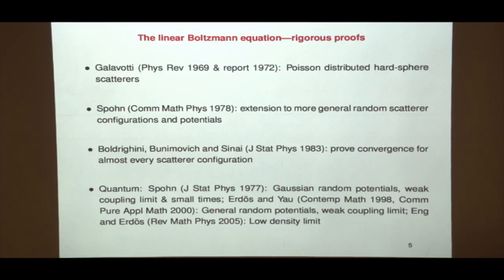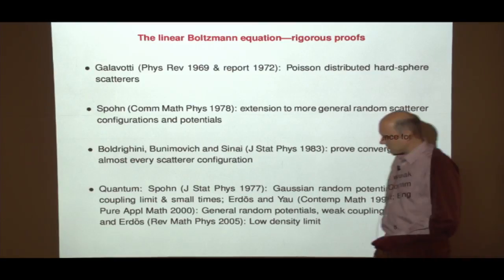Spohn extended this to more general random scatterer configurations. And an important result by Boldrighini, Bunimovich, and Sinai proved that the convergence holds for almost every scatterer configuration. So not just in probability, not just the expectation value of our f_t converges, but it converges actually almost surely. And these authors also verify the Boltzmann equation. That's exactly the proof of the convergence, and the limit satisfies the linear Boltzmann equation.